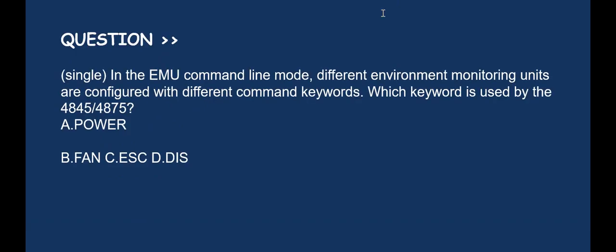Next one, in the EMU command line mode, different environment monitoring units are configured with different command keys. Which keyword is used by the 4845 by 4875? Option A, power. Option B, fan. Option C, ESC. Option D, TIS. Correct answer is option A.